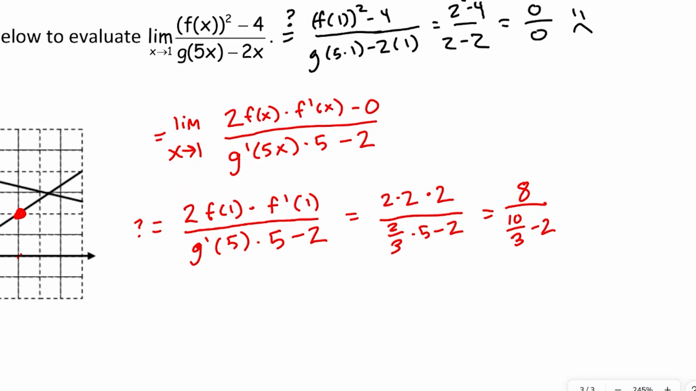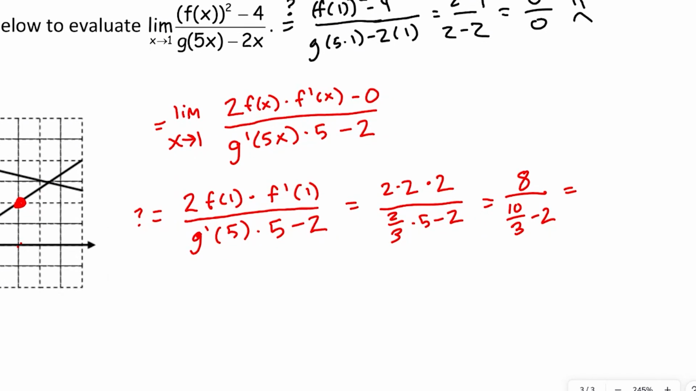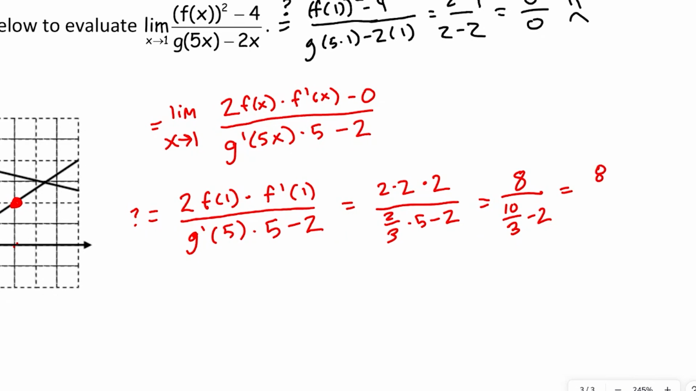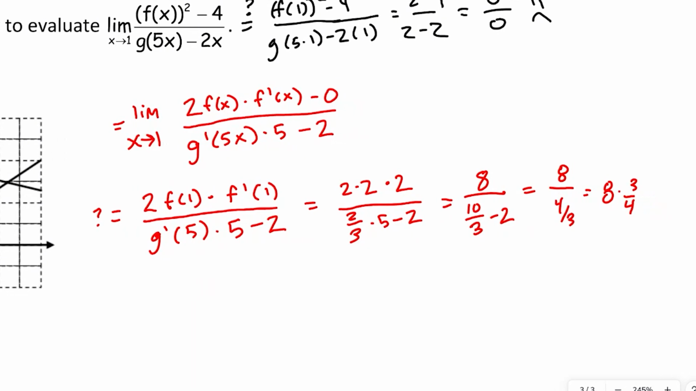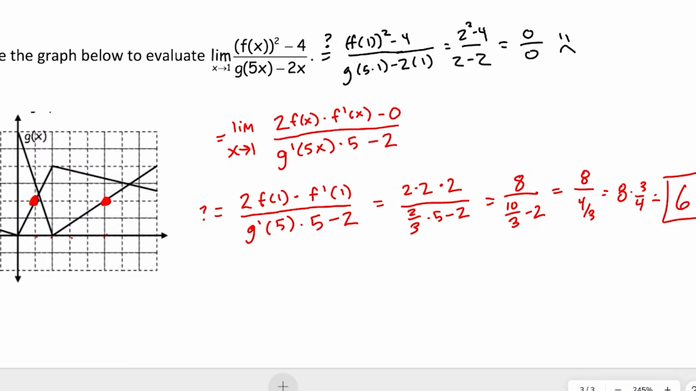So I'm just going to clean this up here. 10 minus 4, 2 would be 6/3. So you have 8 divided by 4/3, which would be the same thing as 8 times 3/4. Really messing with our fractions here. 8 times 3 is 24, divided by 4 is 6. Okay, and that's L'Hopital's rule.